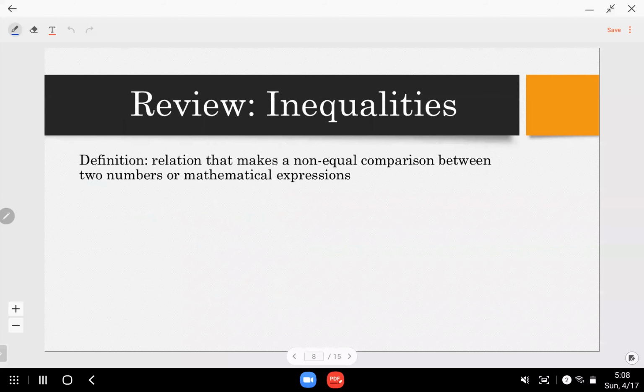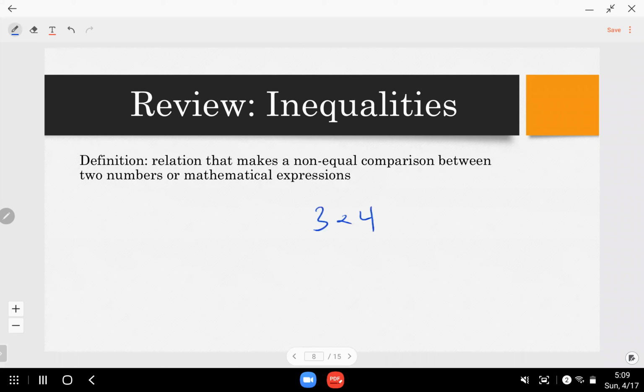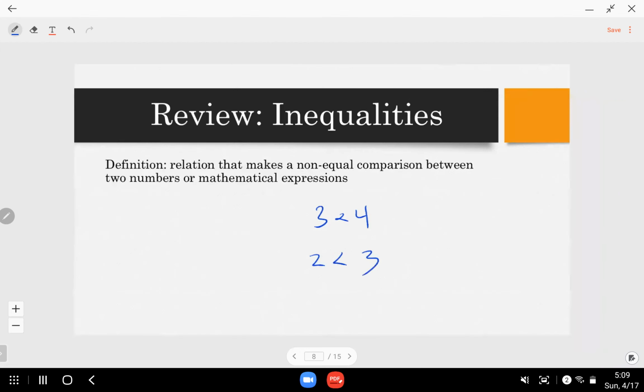So now let's go over inequalities, how we solve them if you did not get it the first time. The definition of an inequality, remember, is a relation that makes a non-equal comparison between two numbers or mathematical expressions, right? So different from an equation, it's not equal anymore. Some inequalities include 3 is less than 4. 3 is equal to 3 is an equation, and that's not an inequality. Maybe 2 is less than 3. Those are inequalities.